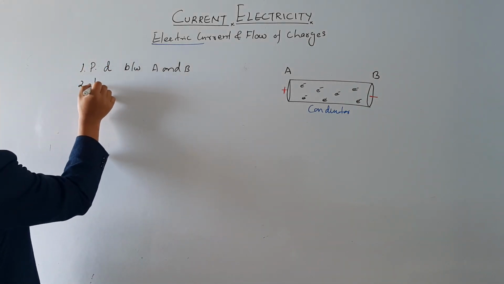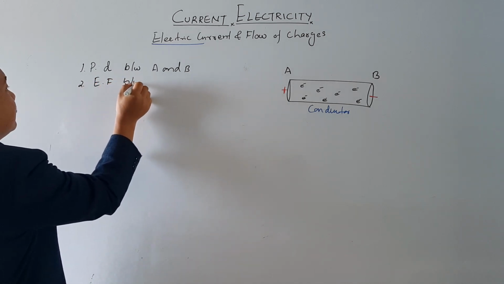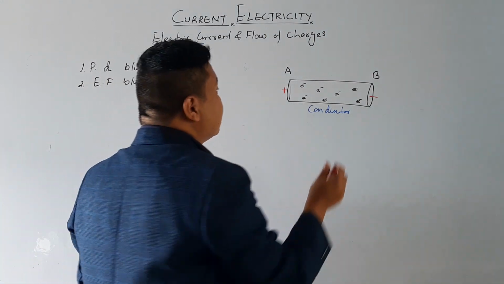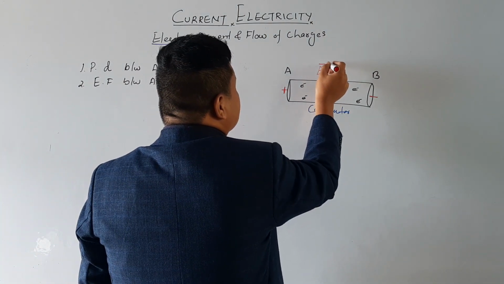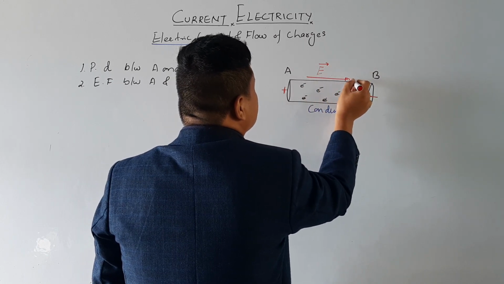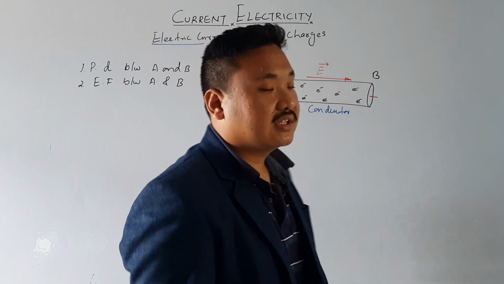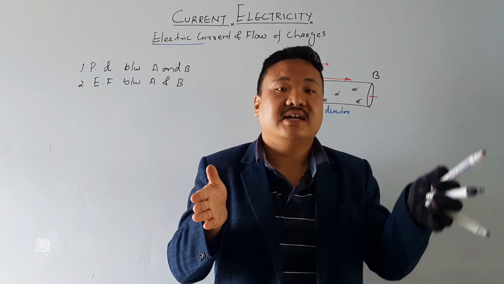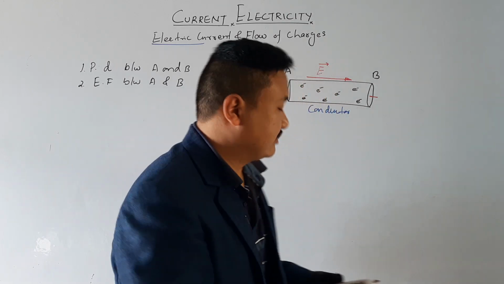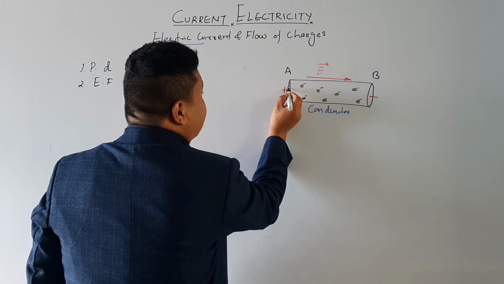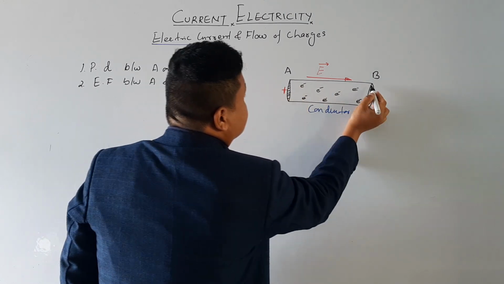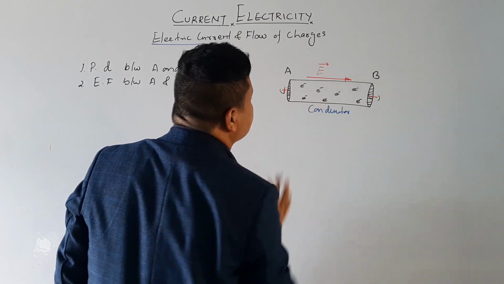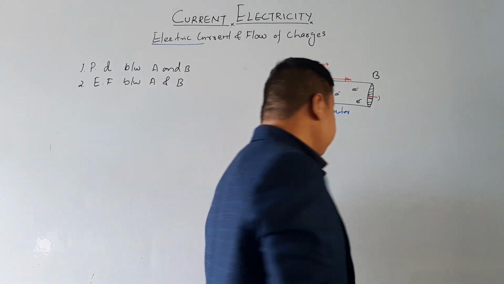Next, there will be an electric field between A and B, right? The direction of the electric field, this E, is from A to B. This is the direction of the electric field. You know that whenever there is positive and negative plates, in between them there will be an electric field. For example, this is one end of the conductor and this is another end of the conductor, and it is my positive and that is my negative. This is how it looks.